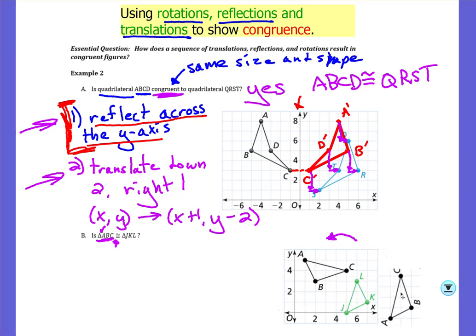If we were to shift it that way, you can just see by looking at both of them together, if we were to try to overlap it, A and B would occupy the exact same coordinates as J and K. However, we cannot make it so C maps onto L. This leg from A to C and this leg from B to C are longer than these two legs. So there is actually no way to translate or transform this shape to create this shape. So we say on this one, not congruent.